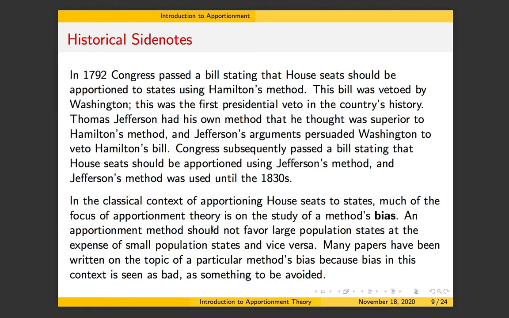So just a quick historical side note. Hamilton's method was proposed. Congress passed it. Washington vetoed it, which is the first presidential veto in the country's history. So there's a little trivia fact for you, right? The first presidential veto was over a mathematical argument, essentially. What's the math we should use to allocate House seats to the states? So Thomas Jefferson had his own method he thought was better than Hamilton's, and he persuaded Washington to veto Hamilton's bill, and Congress subsequently passed a bill using Jefferson's method, which I'm not going to cover here for reasons.